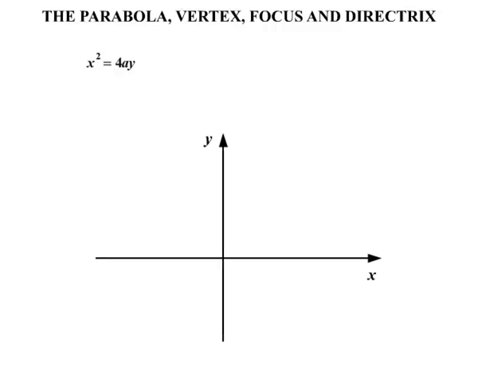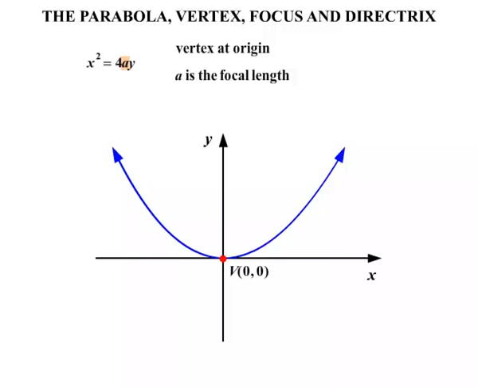Now in this lesson we're doing work on the parabola: vertex, focus and directrix. Okay, a big title. Now the basic parabola x squared equals 4ay. If we just consider the axes there, it will go through the origin. Okay, that's its vertex. So that point there, the vertex, is (0, 0). Now the a is known as the focal length.